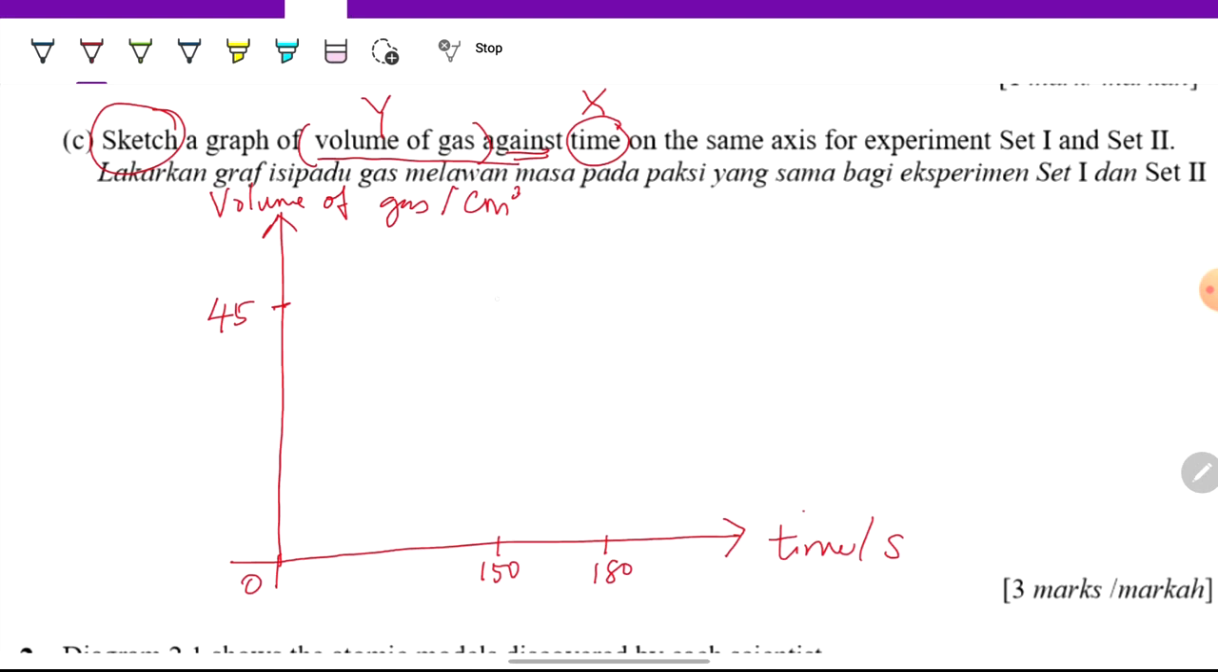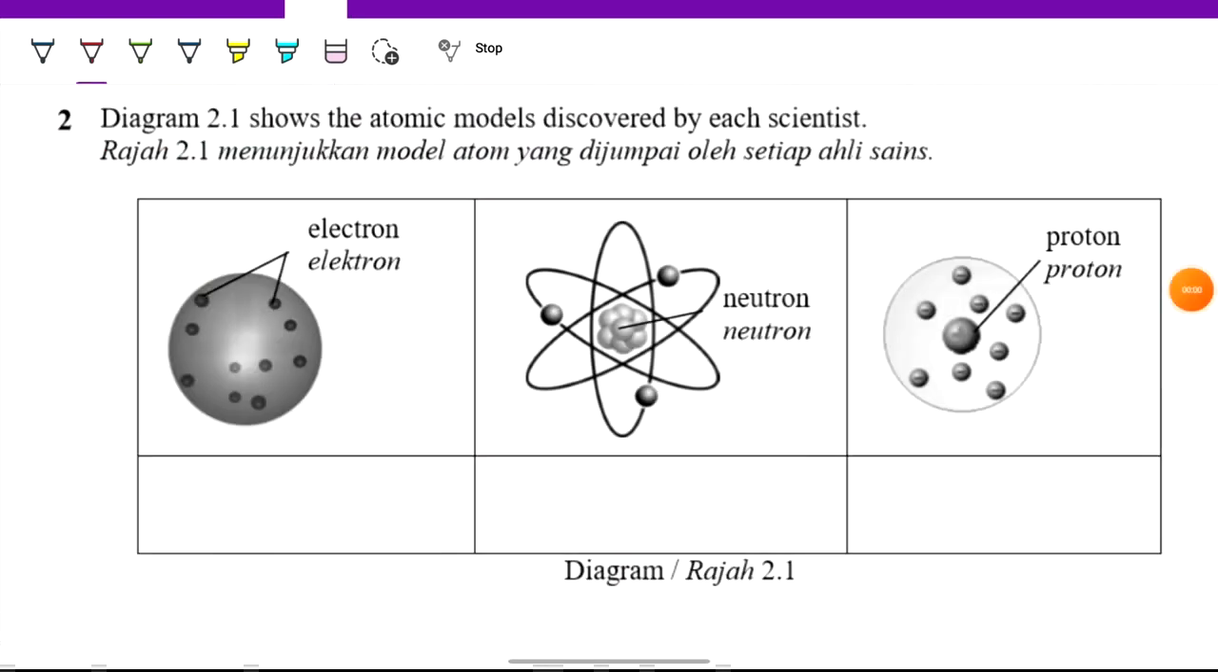In your exam you need to use your ruler. So here is set number 1. Now set number 2. If the information is given in the question, we would know whether the volume afterwards is the same or different. But if you have these two pieces of information, that will be enough. So 3 marks.